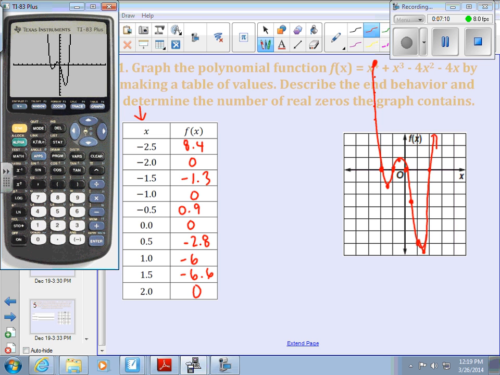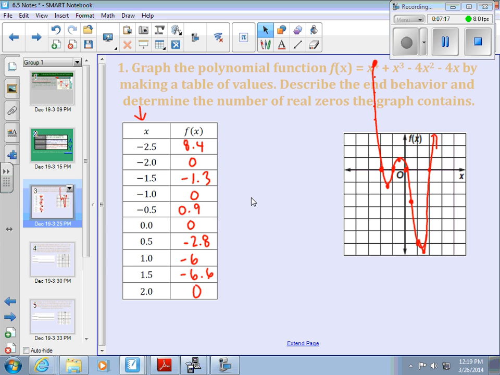All right, so what they're asking us to do on this problem is describe the end behavior. The end behavior is what's happening at the ends of our graphs here. Well, we can see at this left side, it's going to keep increasing. Same with this right side, it's going to keep increasing. So if they both keep increasing, they're both going to keep going up, up, up, up, up.